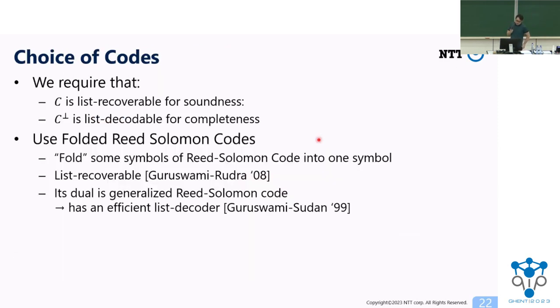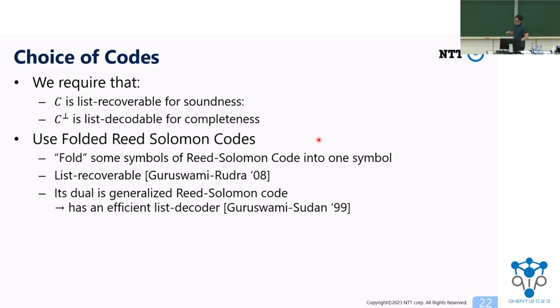So now I would like to mention how to choose the code C. For soundness, we assume that C is list recoverable. And for completeness, we assume that C perp is list decodable under the same choice of parameter. And we found that there is a code called folded Reed-Solomon code that satisfies both.